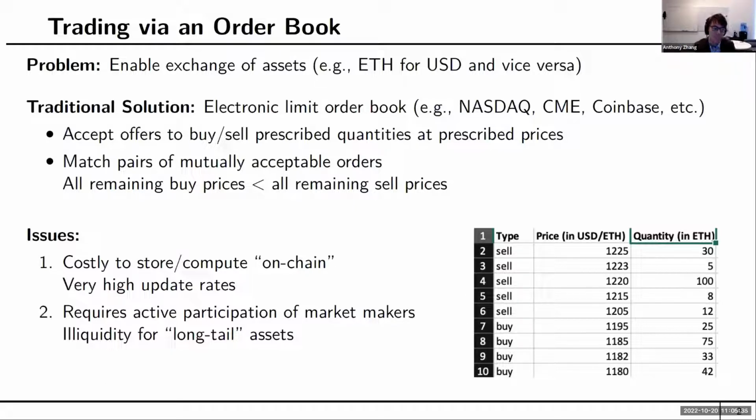The problem with this is that it's pretty costly to compute and store on chain all of these limit orders. You need people to actively participate in a world where computations are very expensive and keeping track of data is very expensive. This is not a very efficient way on a blockchain to do market making.